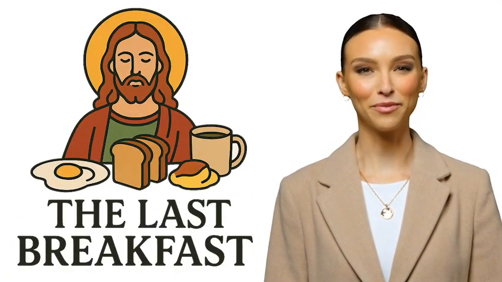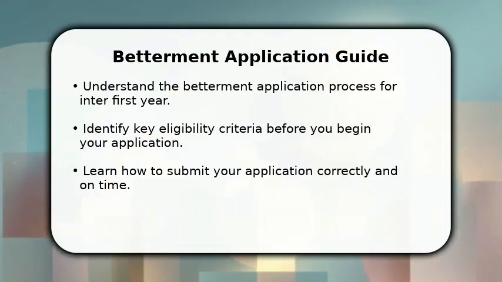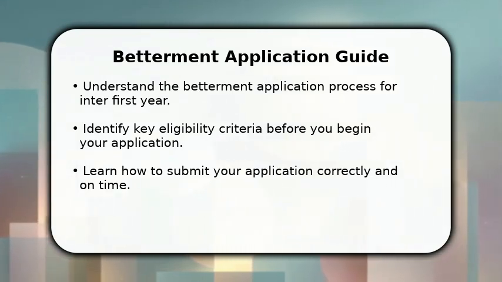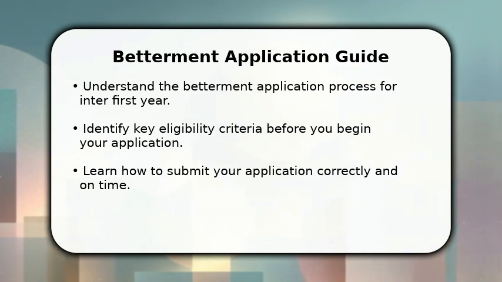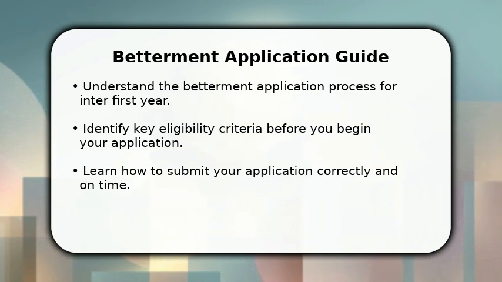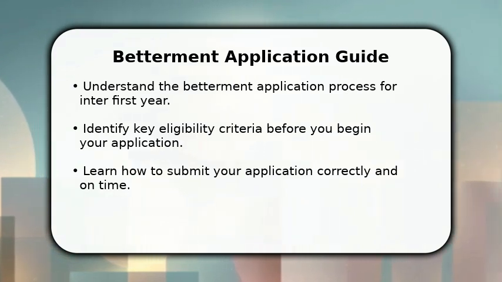Please enjoy the video. In this video, I will explain how to apply for Betterment for Inter first year. First, gather all necessary documents like your previous mark sheets and identification. Next, visit the official Education Board website to locate the Betterment application portal.